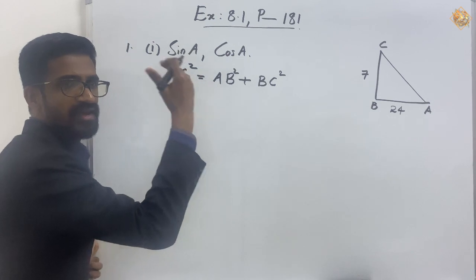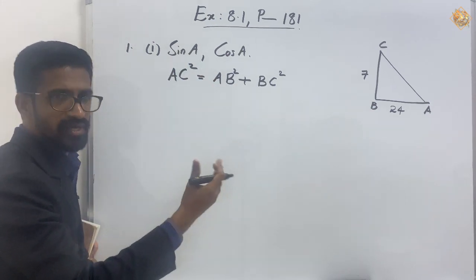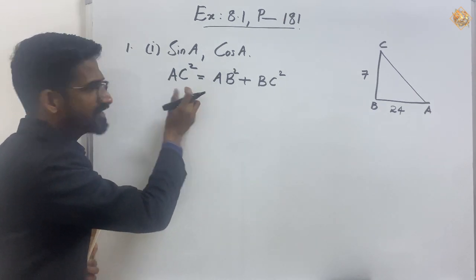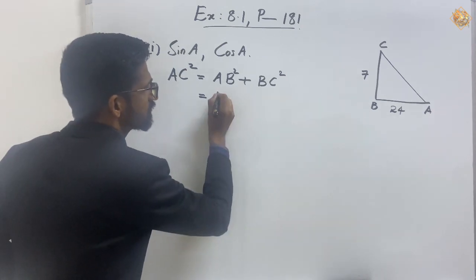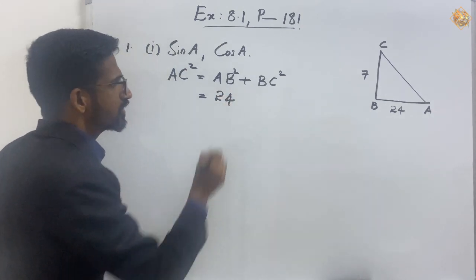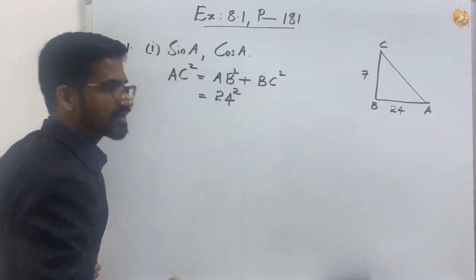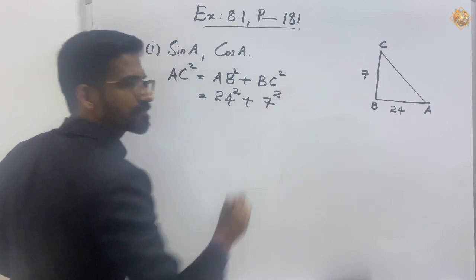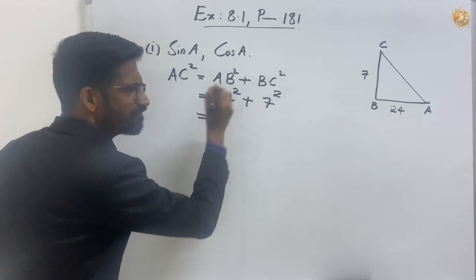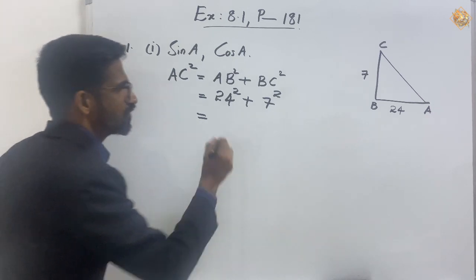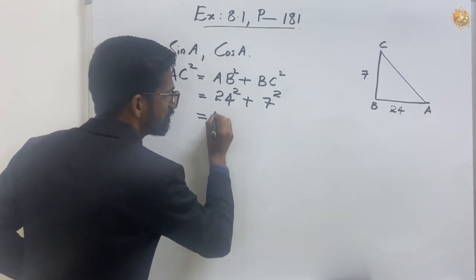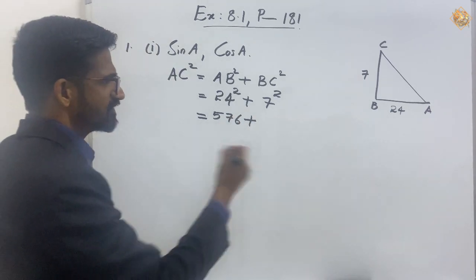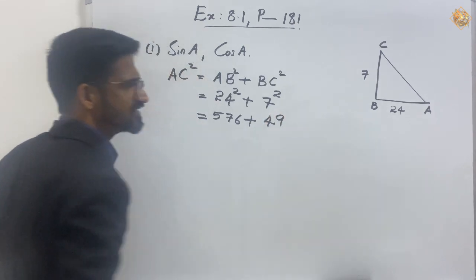So in order to find the length of an unknown side of a right angle triangle, we usually apply Pythagoras theorem. Okay students, here AC square we have to find. AB is given 24, so AB square will be 24 square plus BC square, which is 7 square. Now 24 square, what is that? 24 into 24 is 576, plus 7 square, it is 7 into 7, that is 49. Isn't it students?